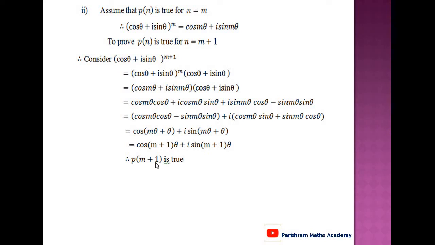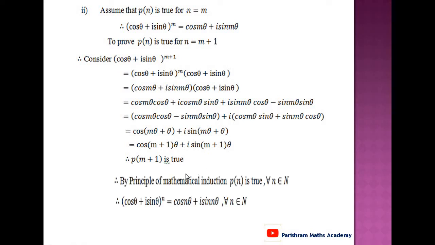It means P(m plus 1) is true, and therefore by the principle of mathematical induction, P(n) is true for all n belonging to the set of natural numbers. Therefore, if n is a positive integer, then (cos theta plus i sin theta)^n is the same as cos n theta plus i sin of n theta.